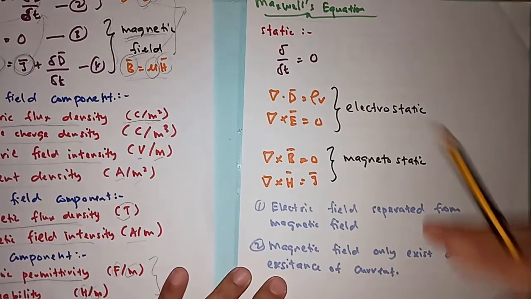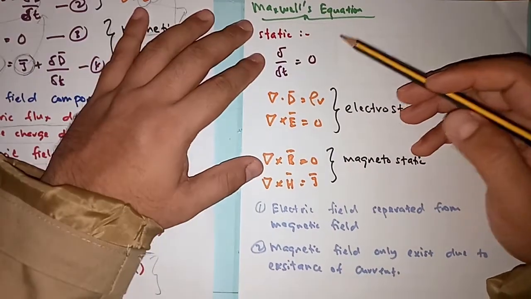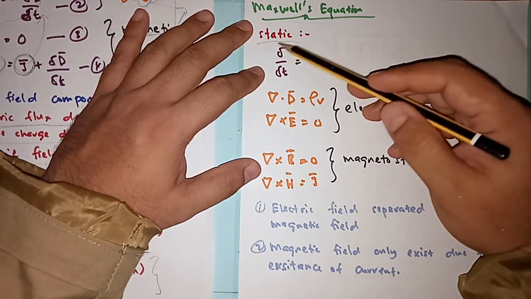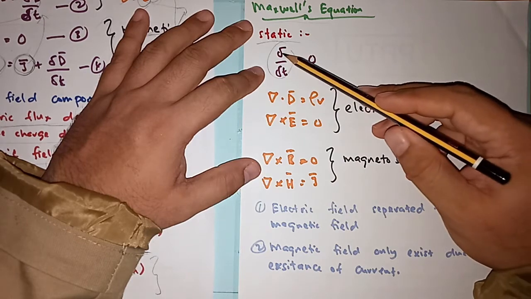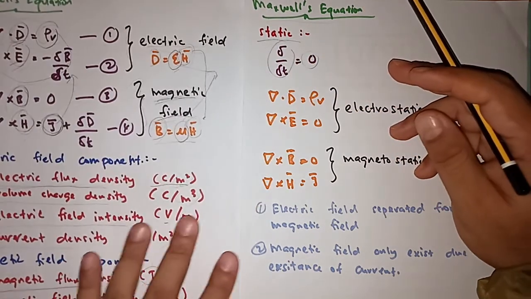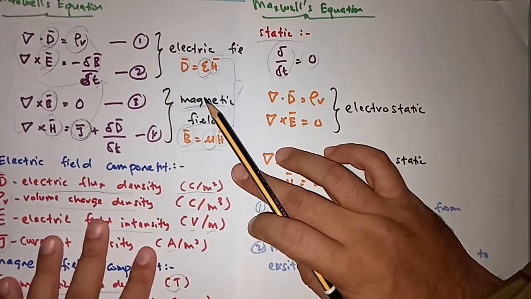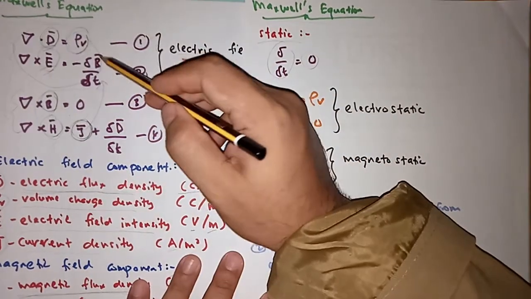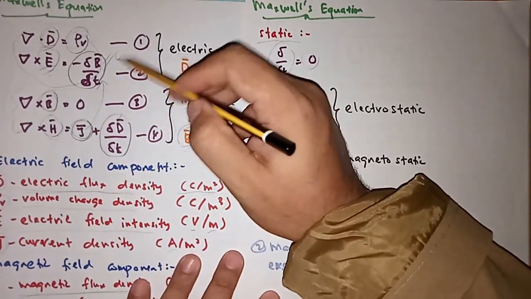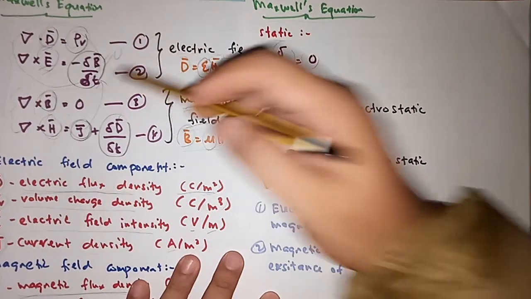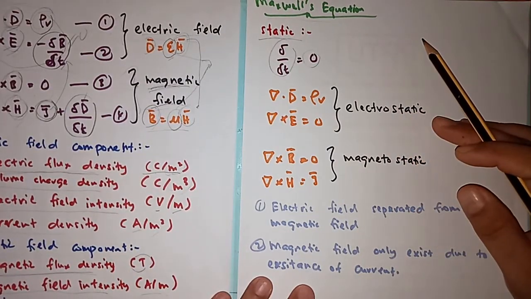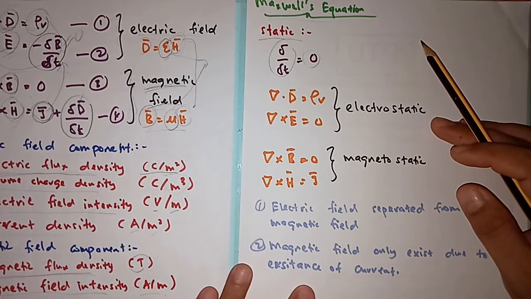Alright, since in the first chapter we are considering static characteristics, in a static case delta over delta t will be equal to 0. Therefore, if we refer back to our Maxwell's equations, these parts of the equations will become 0. By considering this, we will have another set of Maxwell's equations that is useful in analyzing static fields.